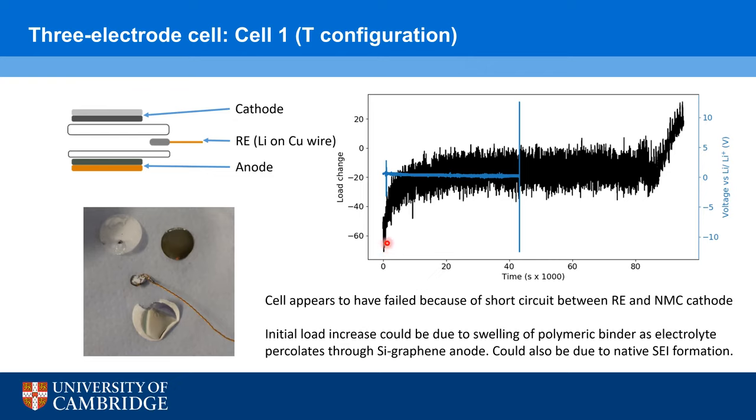But after this, there's a slow increase over around 10,000 seconds, which we believe is because of the electrode swelling, the binder swelling, but also could be due to SEI formation. Even though we're not cycling the battery, I've seen examples of this in other work I've done. There's a native SEI, we call it, that even before cycling can form on the surface of the silicon anode. So it's really interesting that we can see this even though the battery failed.